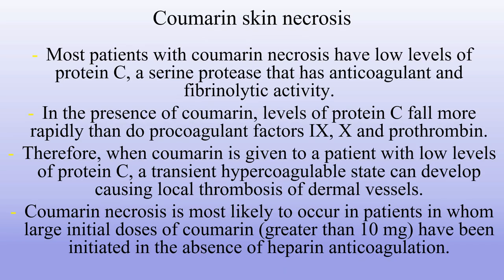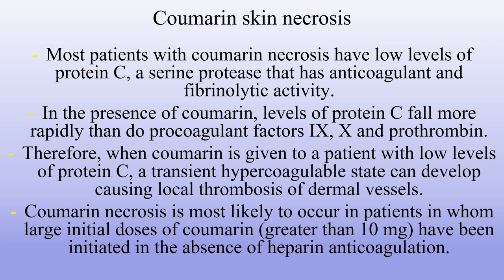Coumarin skin necrosis. Let's stop for a few minutes on coumarin skin necrosis. Most patients with coumarin necrosis have low levels of protein C, a serine protease that has anticoagulant and fibrinolytic activity. In the presence of coumarin, levels of protein C fall more rapidly than do procoagulant factors 9, 10, and prothrombin. Therefore, when coumarin is given to a patient with low levels of protein C, a transient hypercoagulable state can develop, causing local thrombosis of dermal vessels.